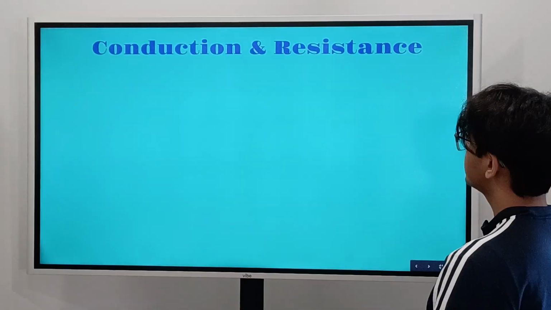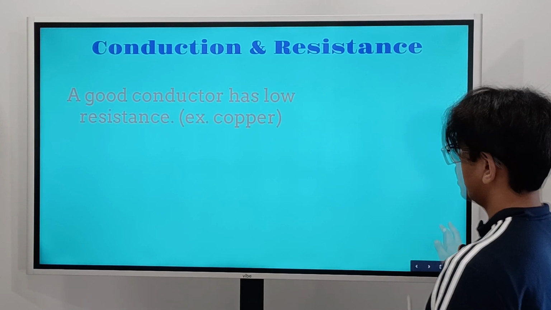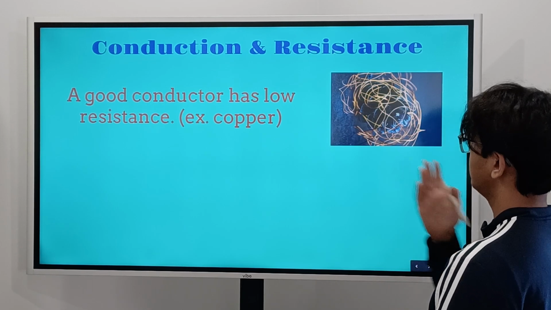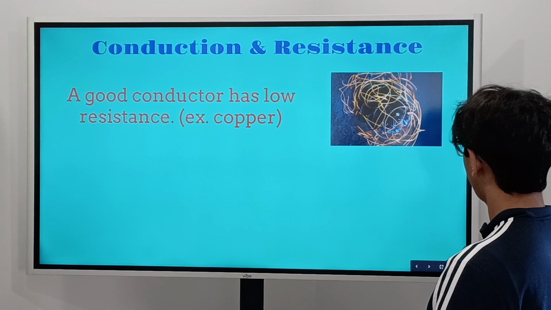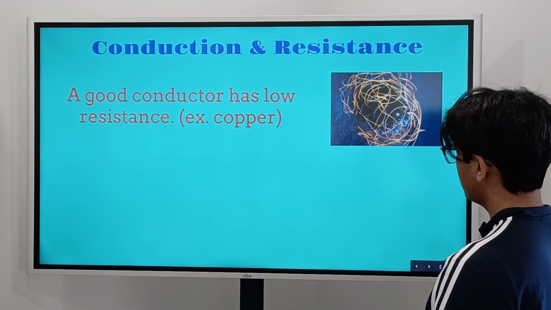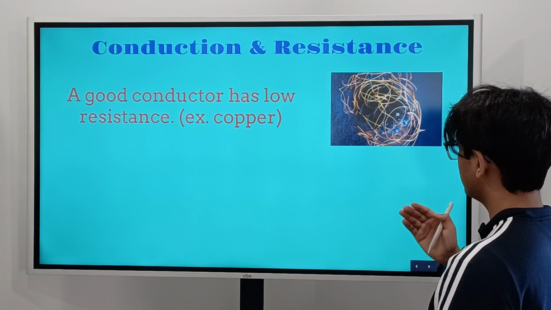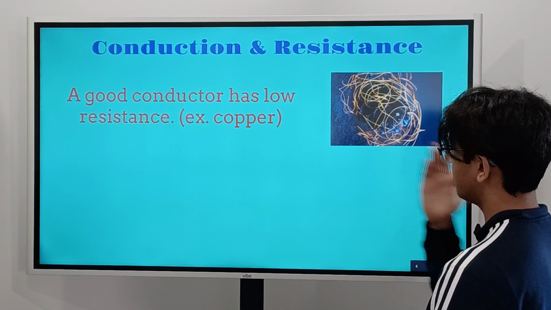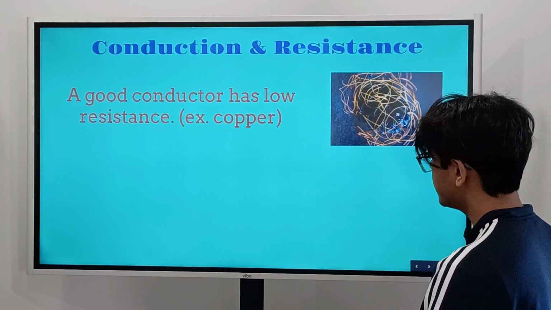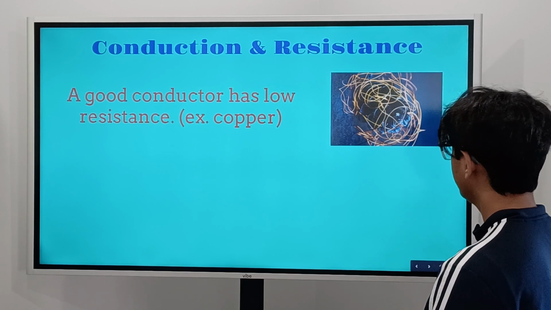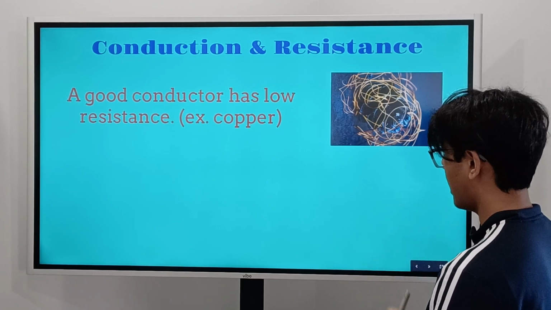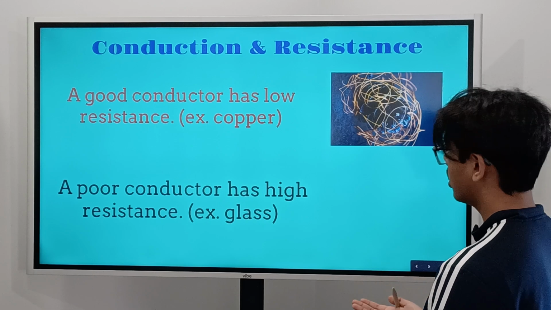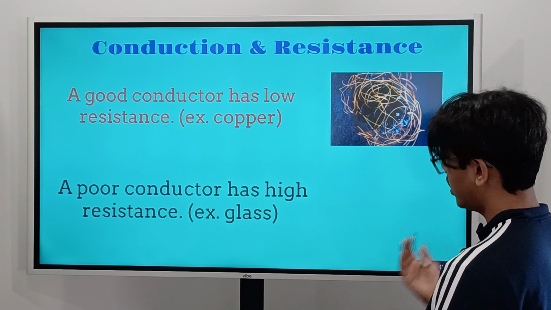So now let's look at the relationship between conductors and resistance. A good conductor has low resistance, for example, a copper wire. So why does a good conductor have low resistance? If we take the example of this copper wire in our circuit, we know that copper wires are really good conductors, and they allow electrons to flow really freely without any resistance. The reason it has a low resistance is because the electrons are moving freely without any hesitation to get pushed back. So a good conductor has really low resistance. On the other hand, a poor conductor or even an insulator has really high resistance.